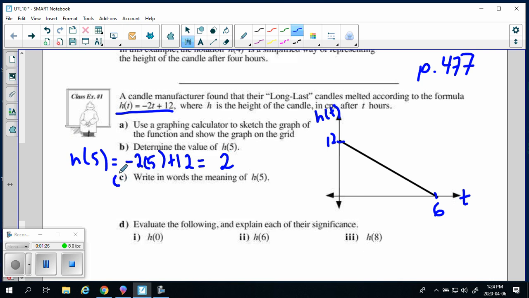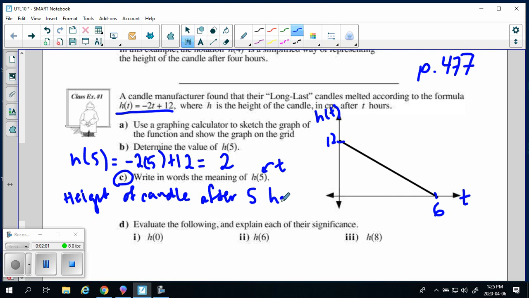This is the important part. Write in words the meaning of h of 5. So 5 represented the time, and h of 5 represents the height in centimeters. When I am looking for a response for something like this, I'm looking for two parts. So h of 5 represents the height of the candle after 5 hours.